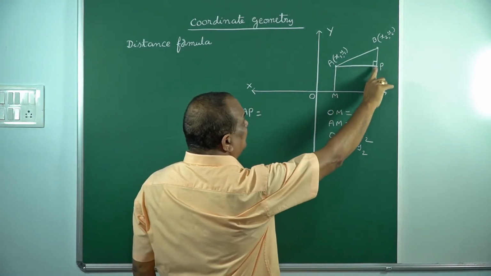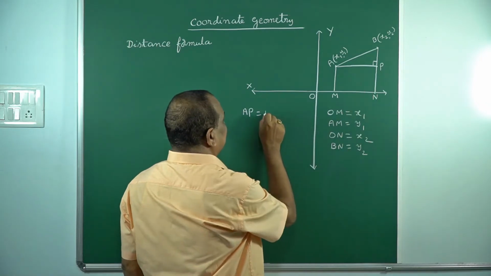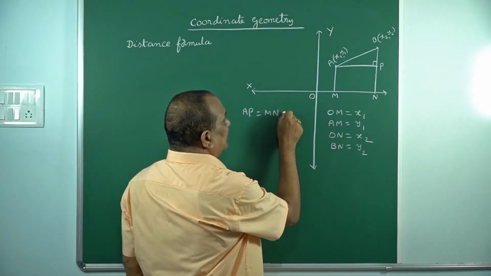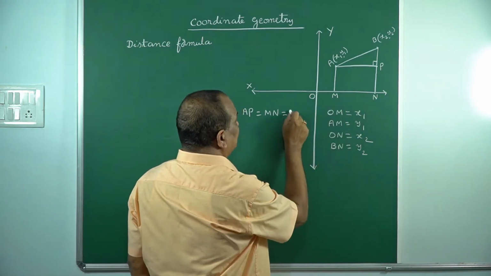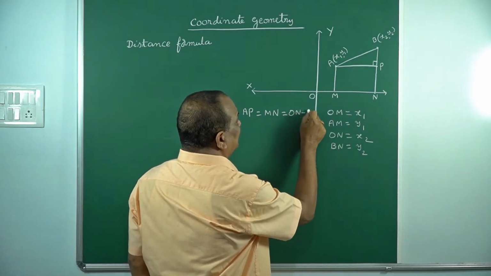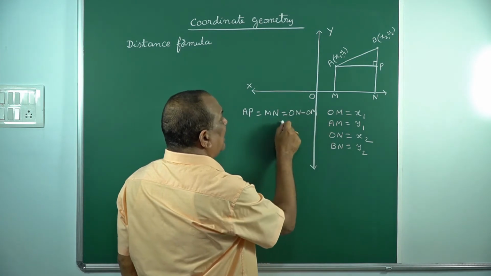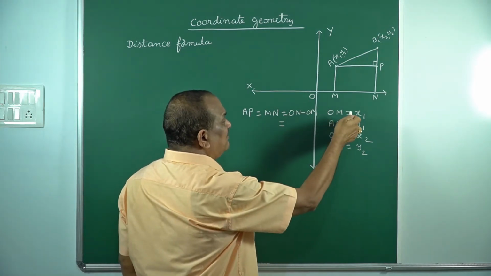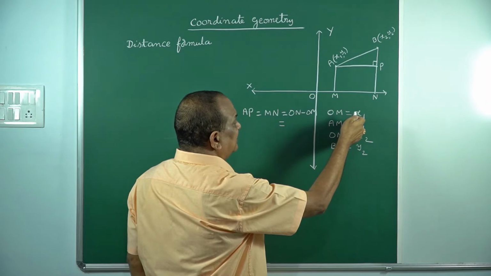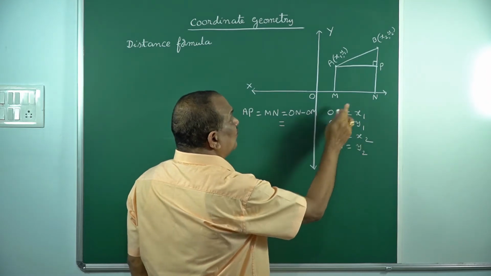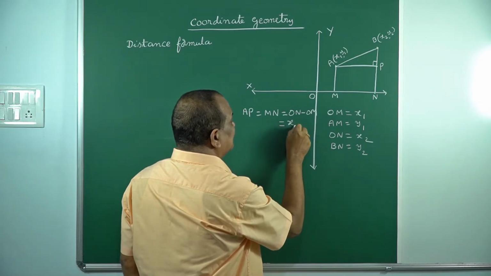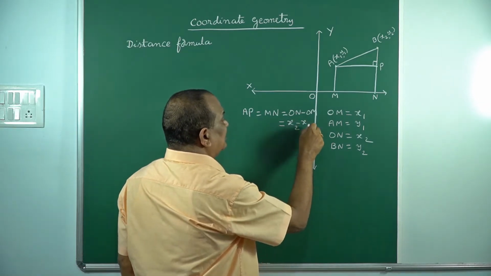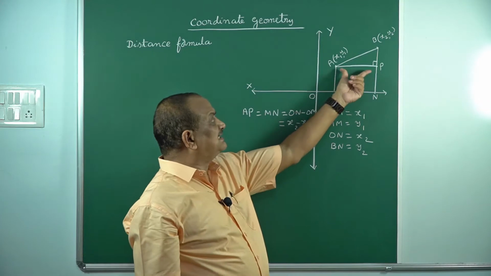My AP is the same as MN. And if I want MN, it is ON minus OM. I get my coordinates here. OM is x1 and ON is x2. So x2 minus x1, and thus I have found this AP.